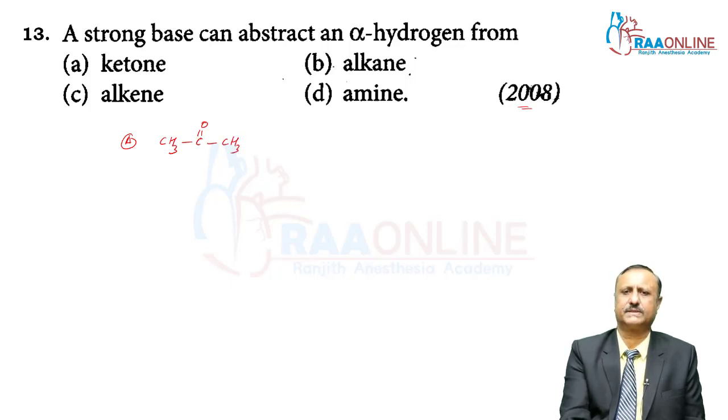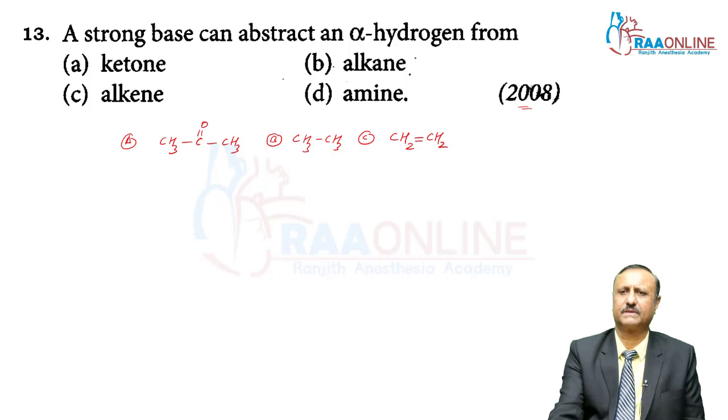First member of ketone is acetone, so you can draw acetone. B is the alkane, so you can draw the alkane, that is CH3 CH3. Then C is the alkene, CH2 double bond CH2, the first member of the alkenes. And D option is the amine. Amine means CH3 NH2, the first member of amines, methylamine. Now we can see these four compounds' structural formulas.